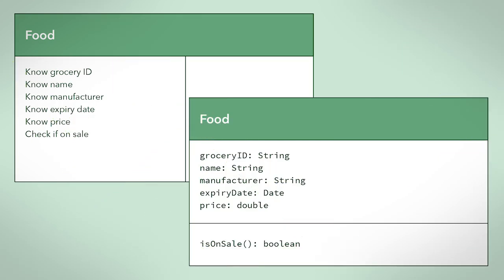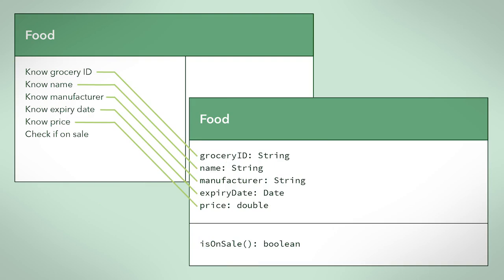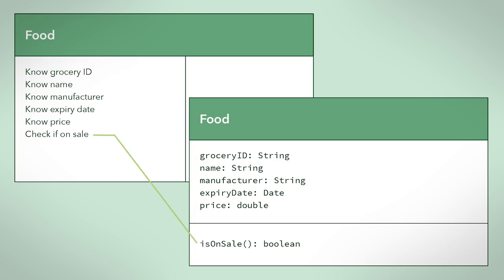Now, if we compare the CRC card to our class diagram, you might notice how some of the responsibilities on the card turned into properties in the class diagram. Some, specifically isOnSale, became an operation. You could certainly use CRC cards for abstracting an object, such as a grocery food item. But there are simply too many ambiguities that prevent a programmer from translating a CRC card to code. One ambiguity is that a CRC card does not show a separation between properties and operations. They are all listed together.